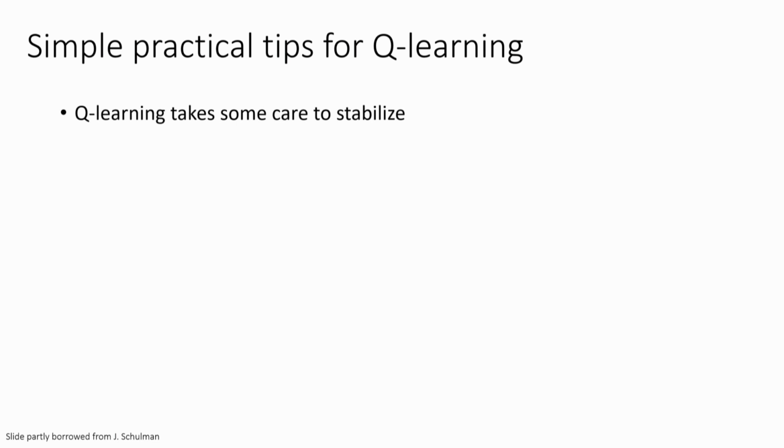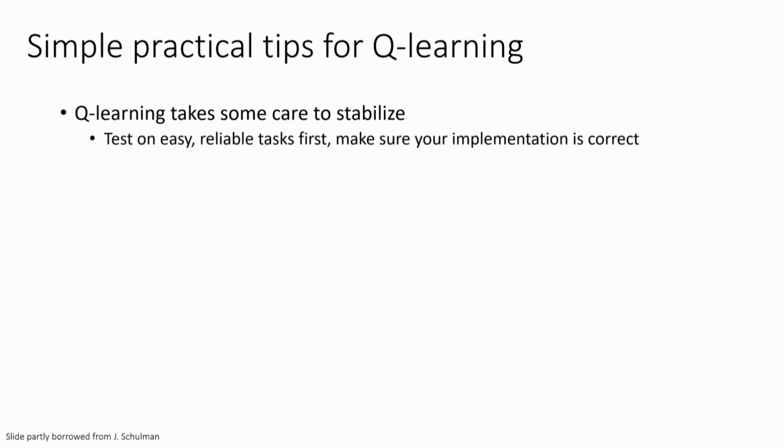So Q-learning takes some care to stabilize, and these tips will be important for what you will be doing for homework 3. When you're implementing your Q-learning algorithm, make sure to test it on some easy, reliable tasks first to make sure that your implementation is actually correct. Because, as with many deep RL algorithms, but especially with Q-learning methods, there are two battles you have to fight. Did I implement it correctly? And then did I set up all the hyperparameters correctly so that it actually trains on my problem? You don't want to fight those two battles at the same time. First, set up something where any correct algorithm will work to make sure that your algorithm is correct, and then test it on the real thing.